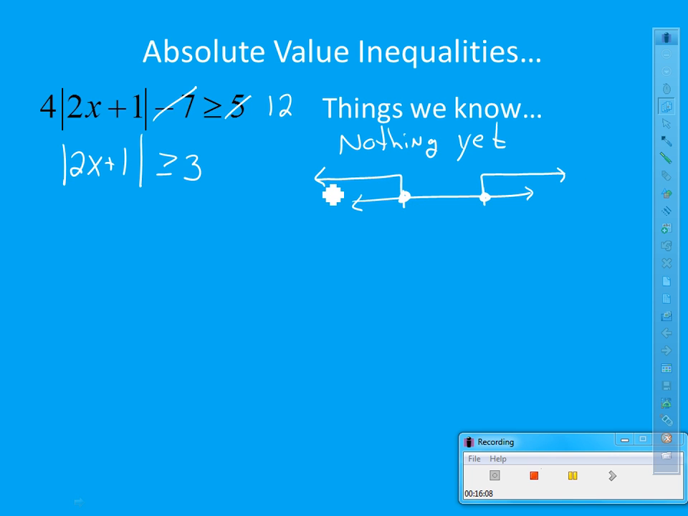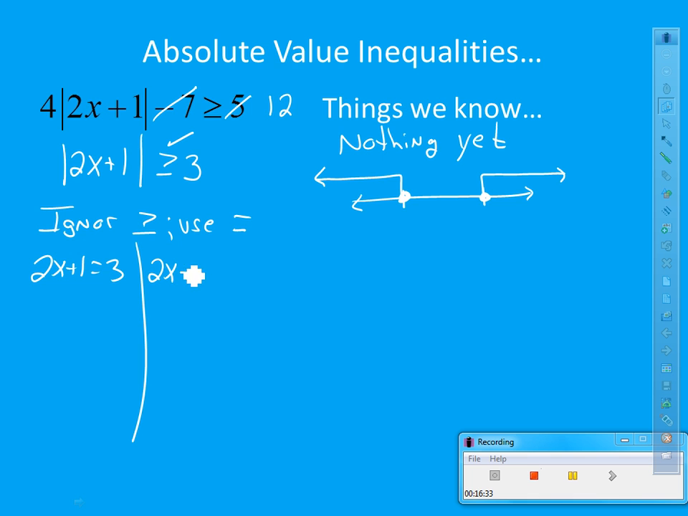So that's everything I know. I have now taken care of that dang inequality. The only thing I'm missing is the 2 numbers that'll get me 3 units to the right and 3 units to the left. So at this step again, ignore that greater than or equal to sign and use an equal sign. So I'm going to go 2x plus 1 is 3. And I'm going to go 2x plus 1 is negative 3.